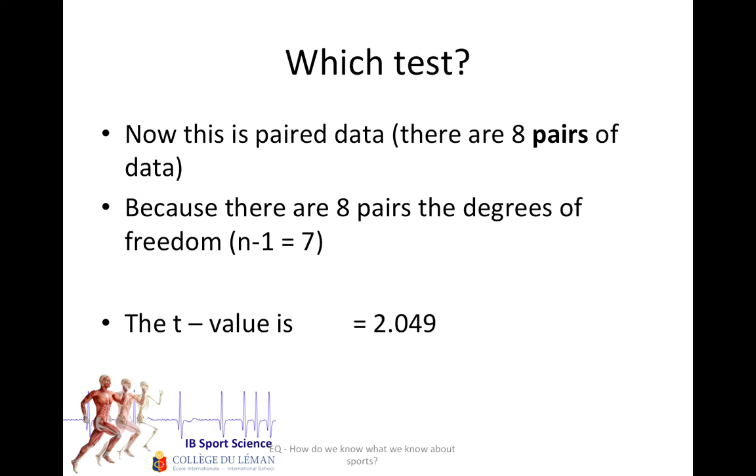Now, which test are we going to use? This is paired data because there's 8 students or 8 participants, and we're going to compare student 1's time before training and student 1's time after training. So in effect, any differences between the group before training are going to be cancelled out because we're only comparing person 1 before training and person 1 after training, and person 2 before training, person 2 after training. So because there's 8 pairs, the degrees of freedom is n minus 1. So the degrees of freedom will be 7. And we've calculated that the t-value is 2.049, and I'm going to show you how to do that.